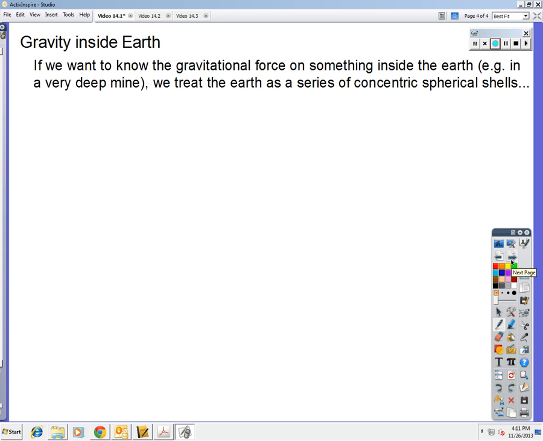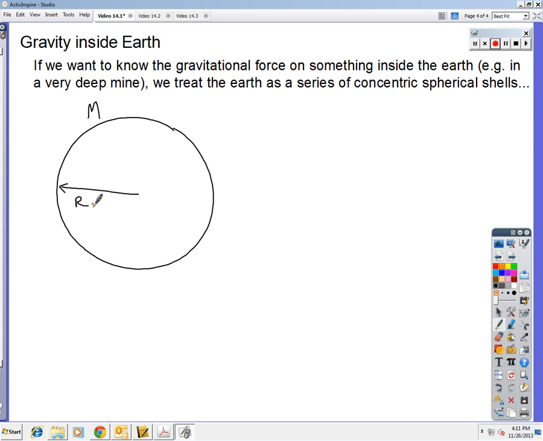So let's imagine that we are drilling down into the Earth, a very deep mine, and we want to find out what happens to the gravitational force on something inside the Earth. So what we'll do is we'll say here's the Earth, mass capital M, radius capital R, and what we want to do is find the force that the Earth exerts on a small mass little m located a distance little r away from the center of the Earth.